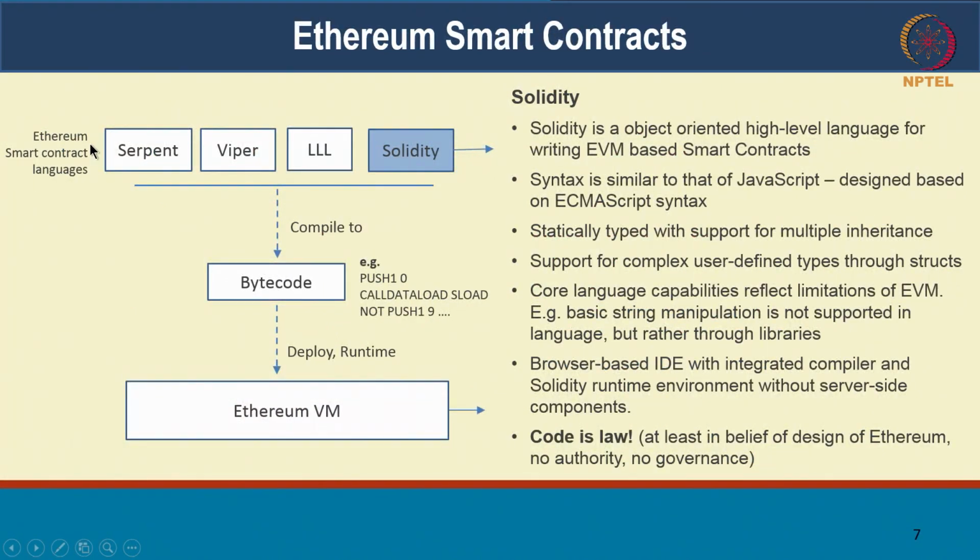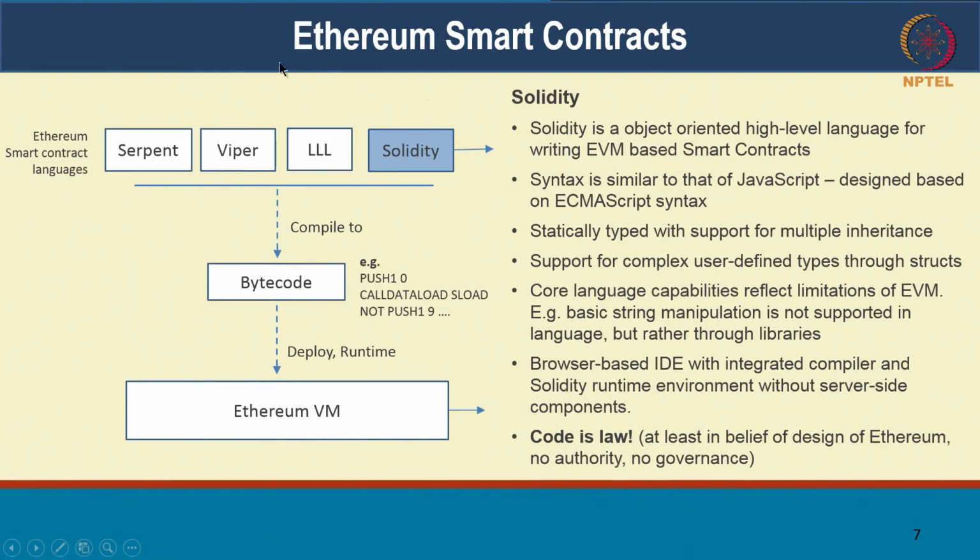Looking at the smart contracts themselves, Ethereum has multiple languages in which these smart contracts can be written. There are many languages, Serpent, Viper, etc. But the one that's most popular is Solidity. Solidity is an object-oriented high-level language. It's very similar to JavaScript, and it is executed inside an Ethereum virtual machine.